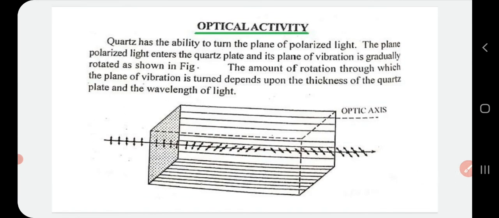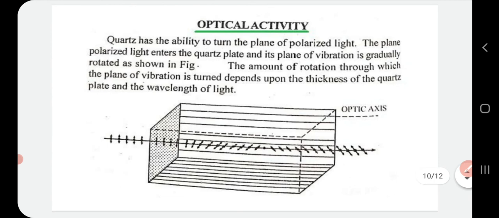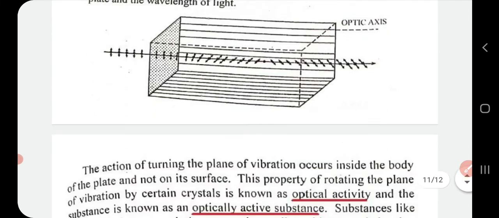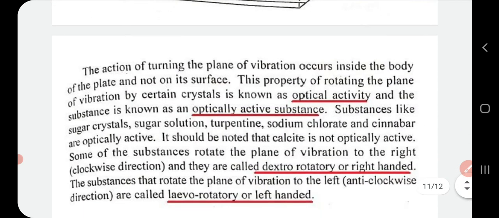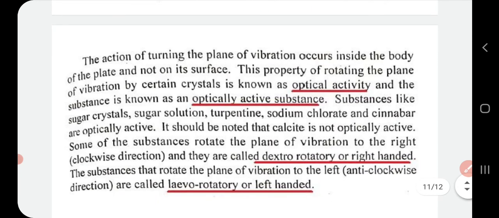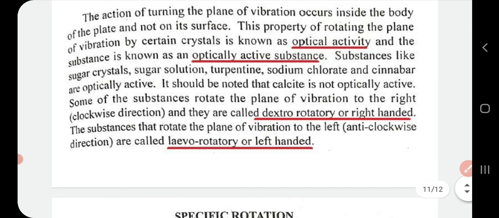Quartz has the ability to turn the plane of polarized light. That is, when plane polarized light enters the quartz plate, its plane of vibration will be rotated as shown. The amount of rotation depends on the thickness of the quartz plate and the wavelength of light. So what is optical activity? The property of rotating the plane of vibration by certain crystals is optical activity. Other crystals are non-optically active.